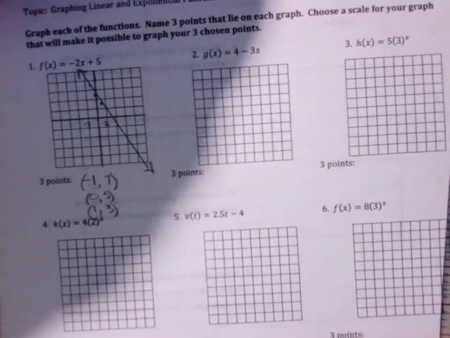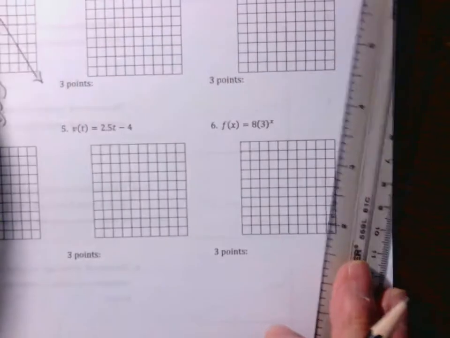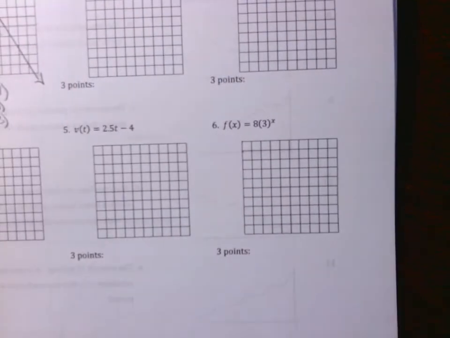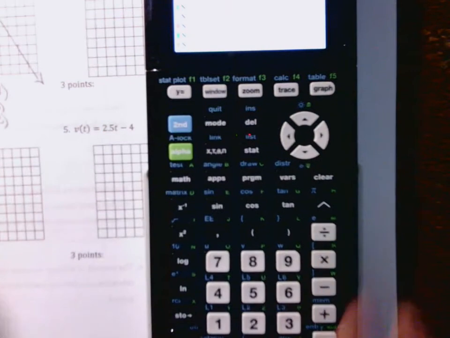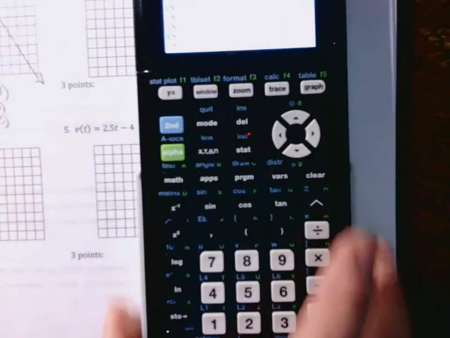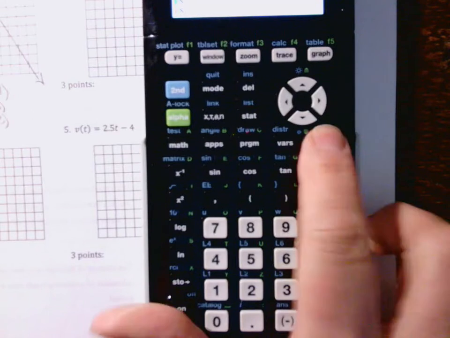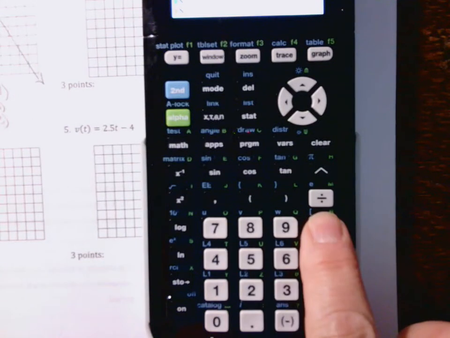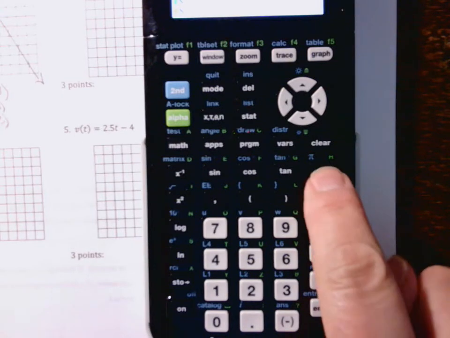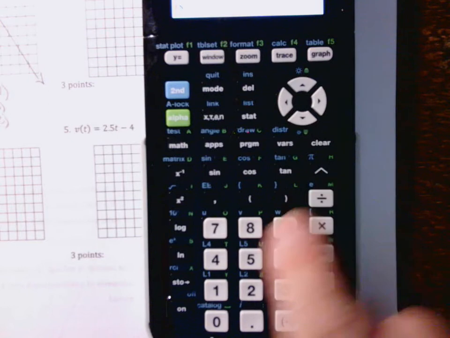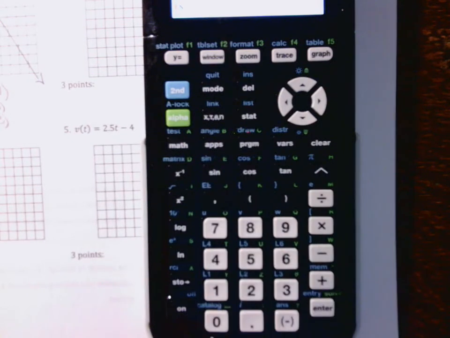I'd like to do number 6 with you just because it's a little bit different. You'll notice when you graph it, it's not a line anymore. You get a curve. So let's take a look at the keystrokes we need to graph number 6. 8 times 3 to the x power. Notice x is in the exponent. I use the caret button to get up to the exponent, and then I put my x in. And now I can graph that function.